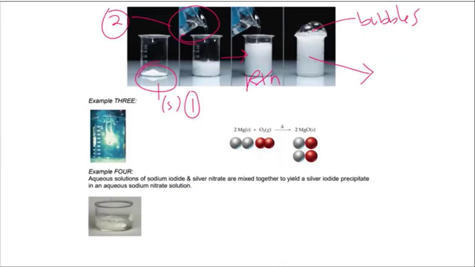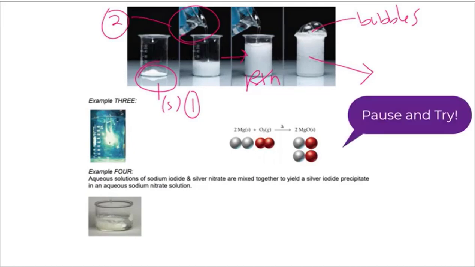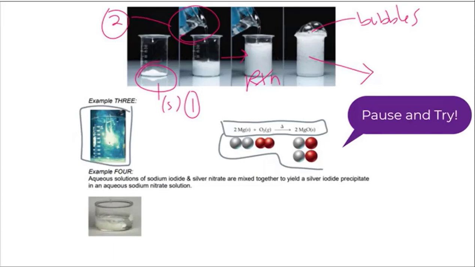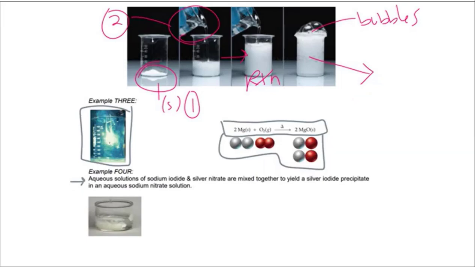So let's look at example 3 and example 4. For example 3 and 4, I want you to try to fill in the missing piece, or what's missing from the example. So we can see here that here's what's happening pictorially. Here is the written symbolic equation. Here is the particulate level. So we are missing, in words, what is happening with this reaction.